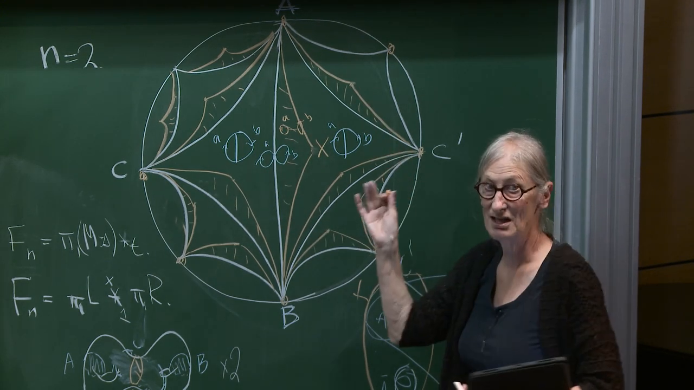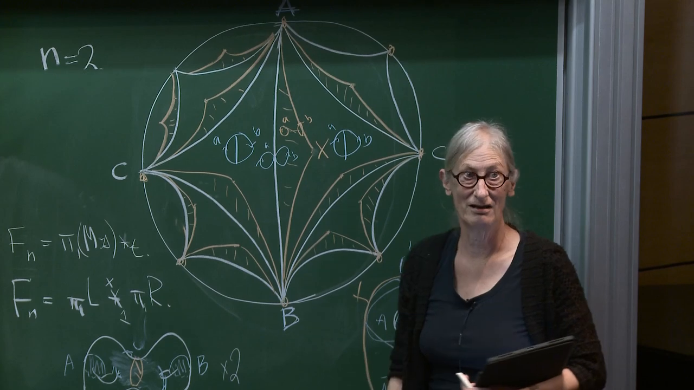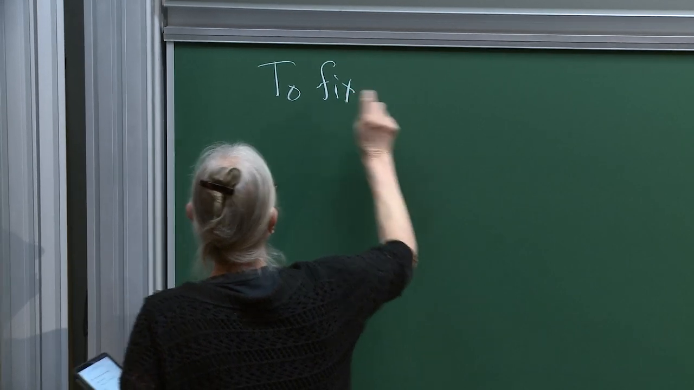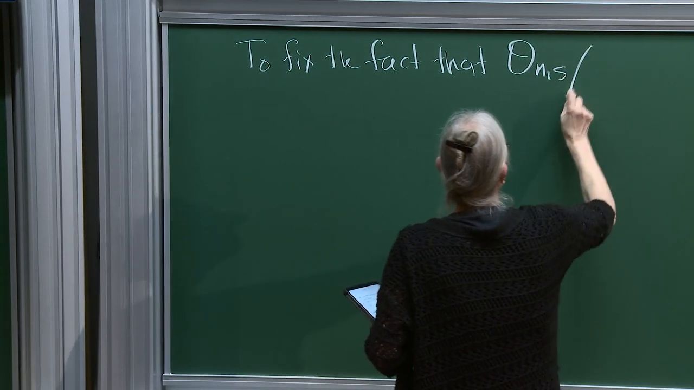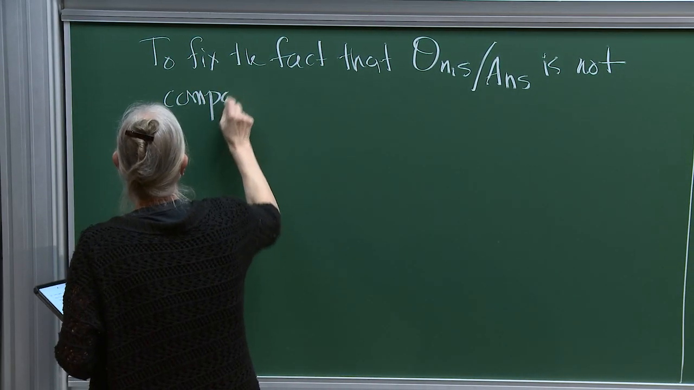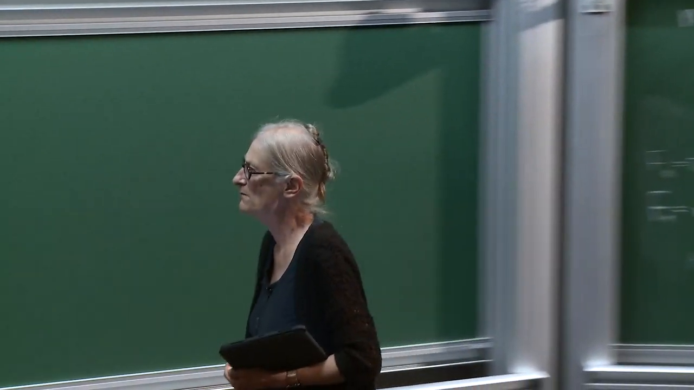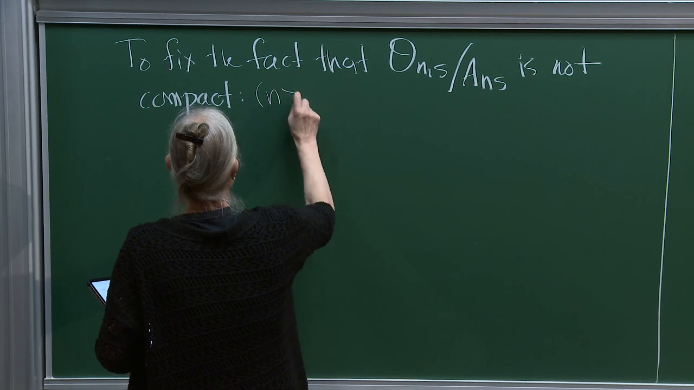If I add in the orange stuff, then I do get something that's compact. The quotient is compact. But the stabilizers aren't finite. And as a geometric group theorist, I don't like that either. So how do I fix that? Well, it's almost compact. There's just this stuff at infinity that shouldn't be there. So what I'm going to do is just throw that stuff away. And the right way to do that, this is only true, of course, for n at least 2.